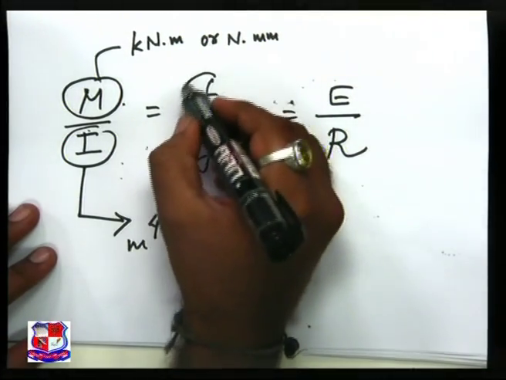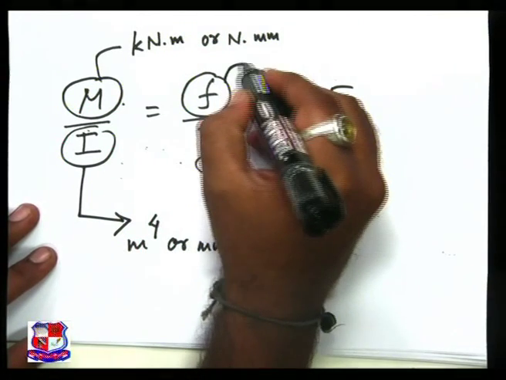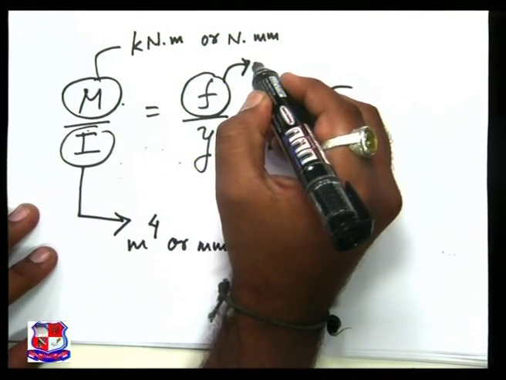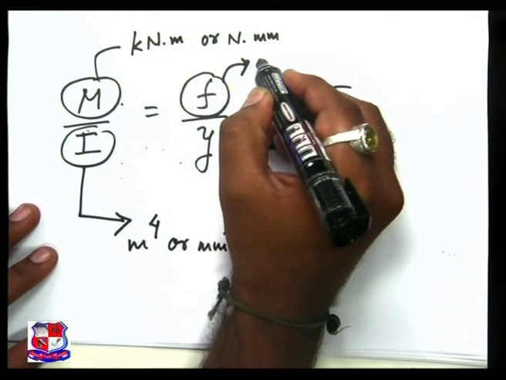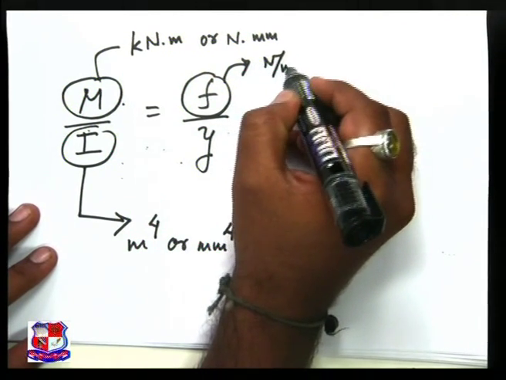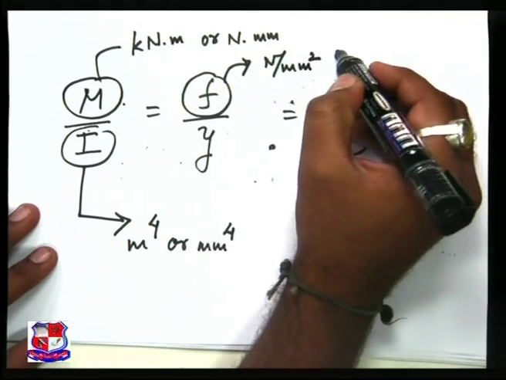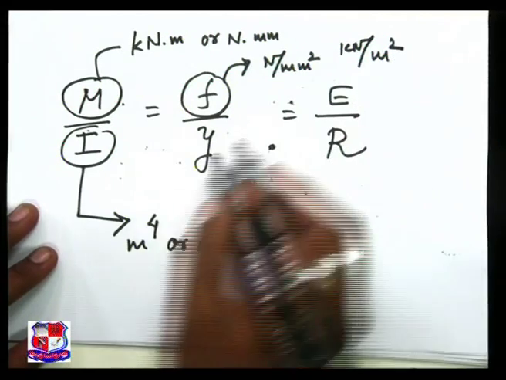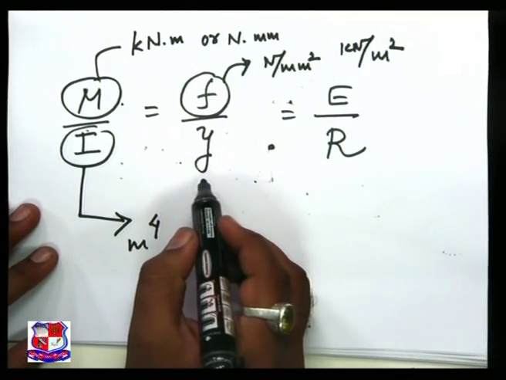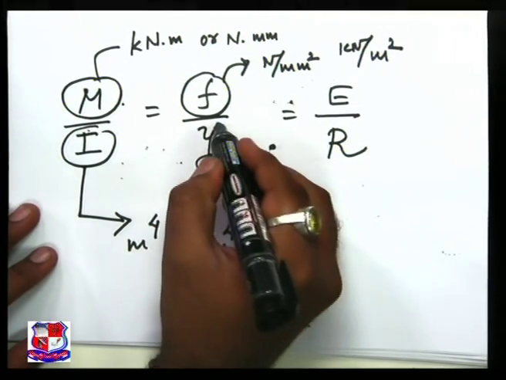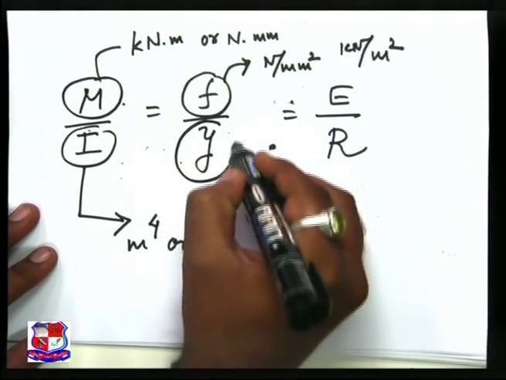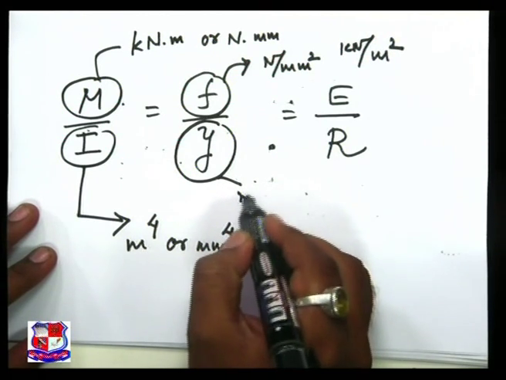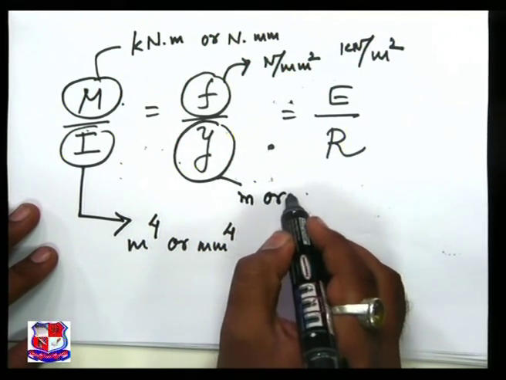F, that is bending stress at a particular section distance from y, the unit is Newton per mm square or kilonewton per meter square. y, that is the distance from neutral axis. Distance from neutral axis, it is in terms of meter or millimeter.